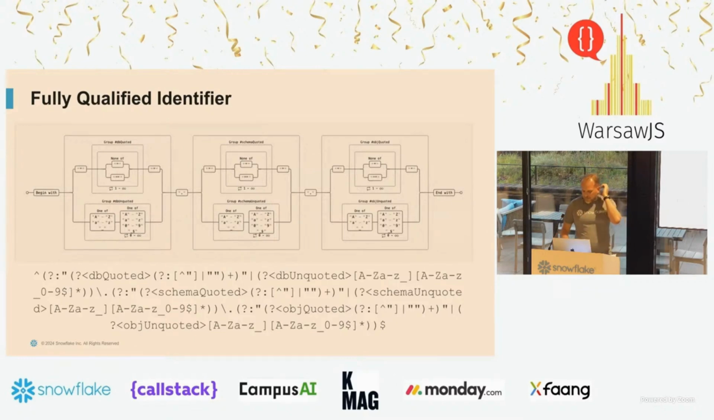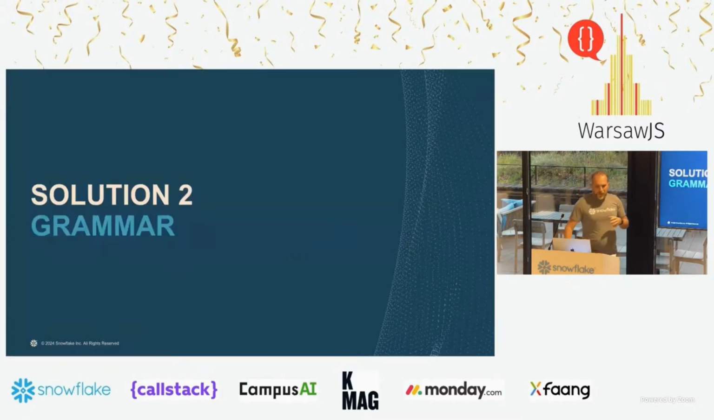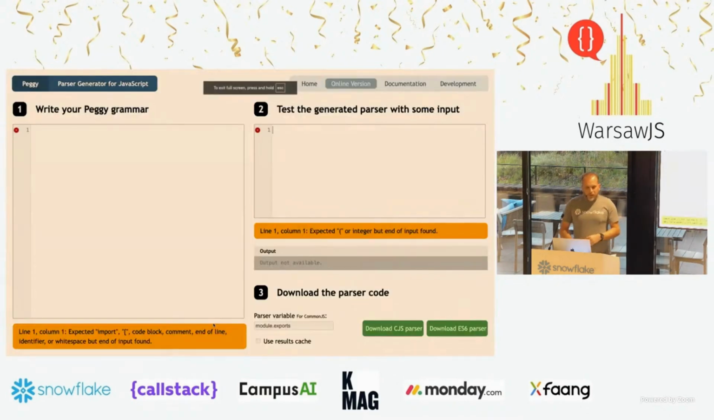Let's try something different. So the next thing I would try is maybe write a grammar for this format and generate a parser from it. So I'm going to try out Peggy.js because it has this nice playground, and I've used it before. So let's give it a sample valid identifier, schema, and let's use the double quotes for 2 items.